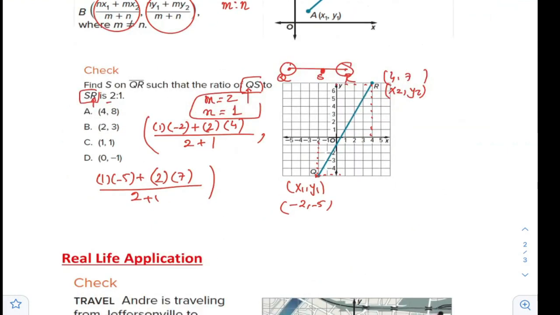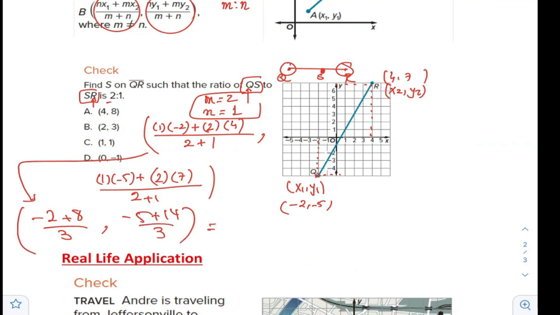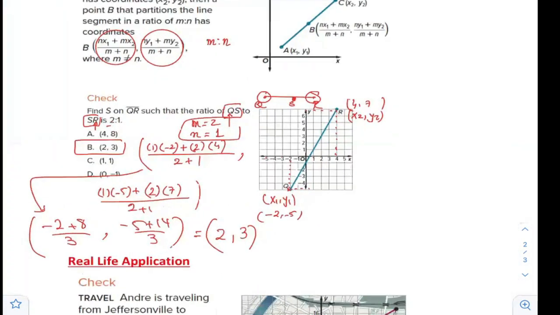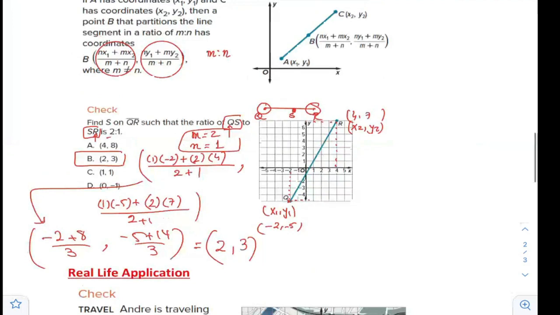And now just evaluate. X coordinate, -2 plus 8 over 3. Y coordinate, -5 plus 14 over 3, which is 8 minus 2, 6 over 3, 2. 14 minus 5, 9 over 3 is 3. So the answer is 2, 3, definitely. Be careful when you evaluate. Don't mix N with M. Remember when I explained it in the previous video, you can refer to the video.